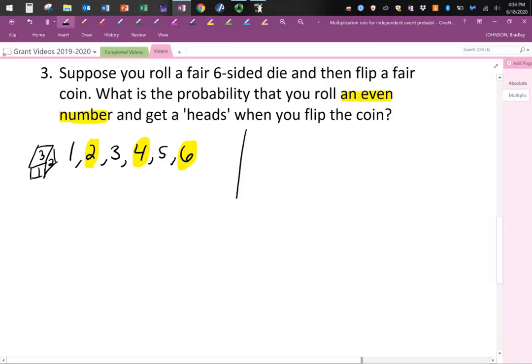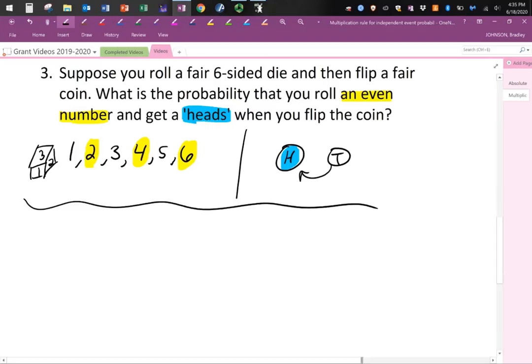And then the other situation is, well, we have a coin. Now on a coin, you either have a heads or on the back side you have the tails. So you have heads or tails. With heads, that would happen 1 out of the 2 possibilities, right? Getting an even number happens 3 out of the 6 possibilities. But let's think about all of this together. Okay, now I know that these are independent events.